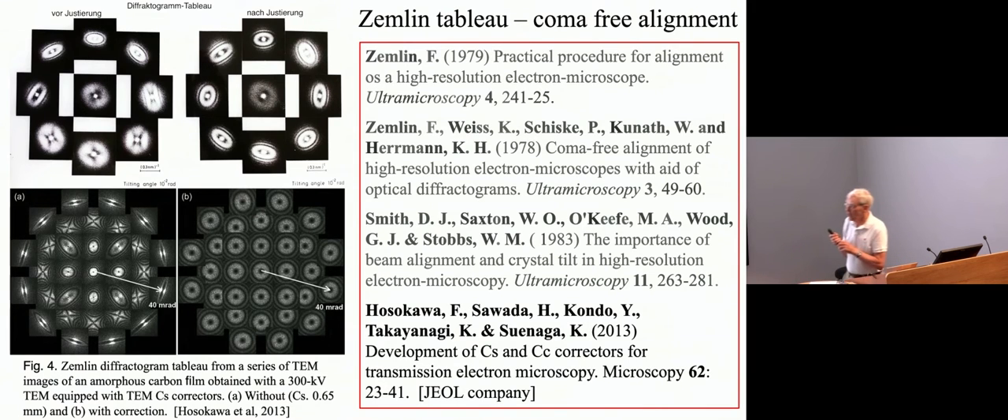And the other method of alignment was to put a wobble on the objective lens current. And again, you get a rotation. It was a different rotation center because the beam never went straight down. It always wiggled its way down the column.